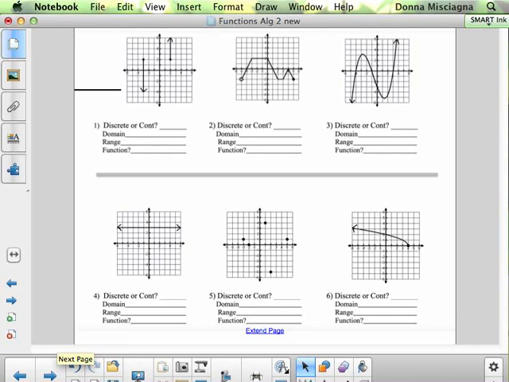All right, discrete or continuous means, so a continuous function means that it doesn't start and stop. It just keeps going. There are no breaks in the graph. You can see this graph has a big break in it, right? We've got part of the graph at -3 and part of the graph at 2. So this is discrete, not continuous.